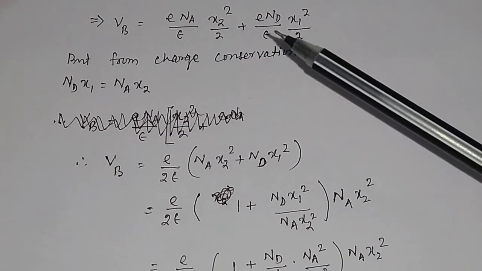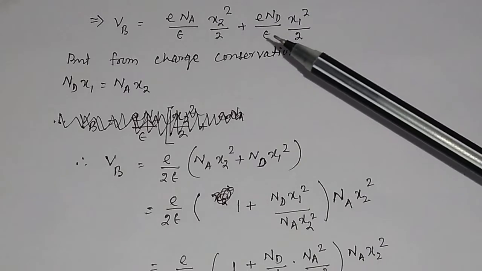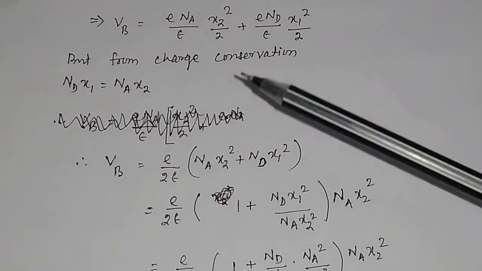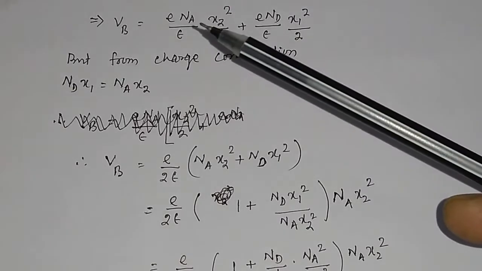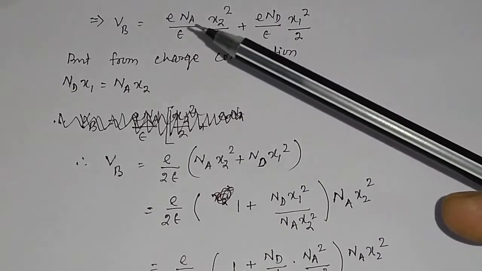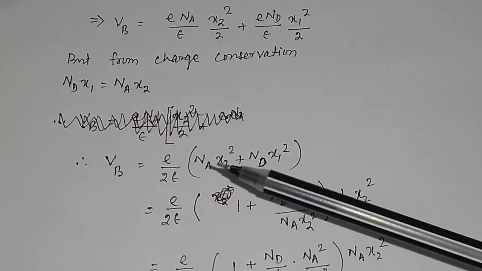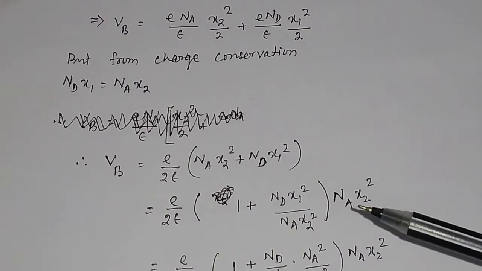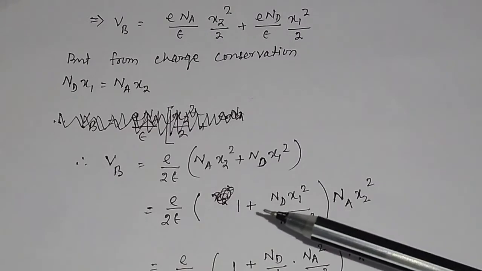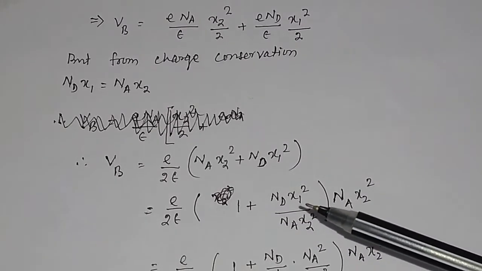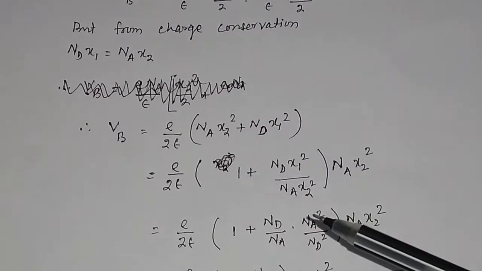So if you take common here, you take common here Na into x2 square. So this term, and also we have taken common E divided by twice epsilon. So E divided by twice epsilon, and you take common here Na into x2 square. So in the bracket you have 1 plus Nd x2 square x1 square divided by Na x2 square.